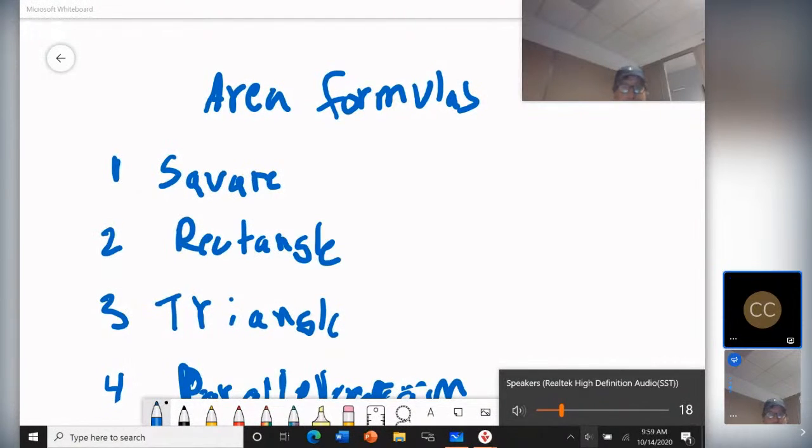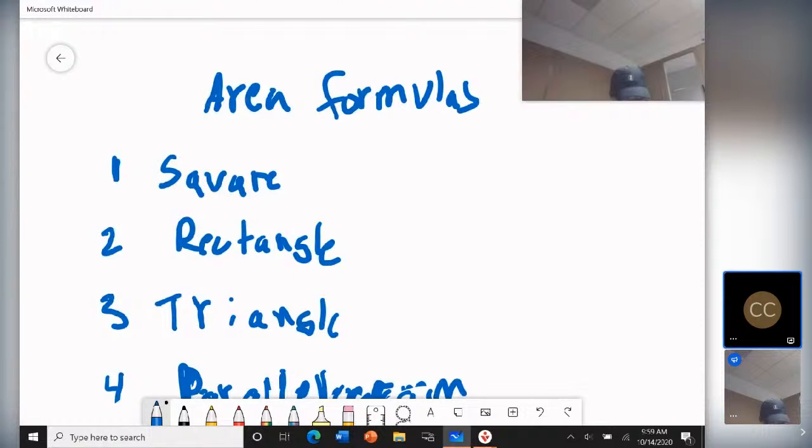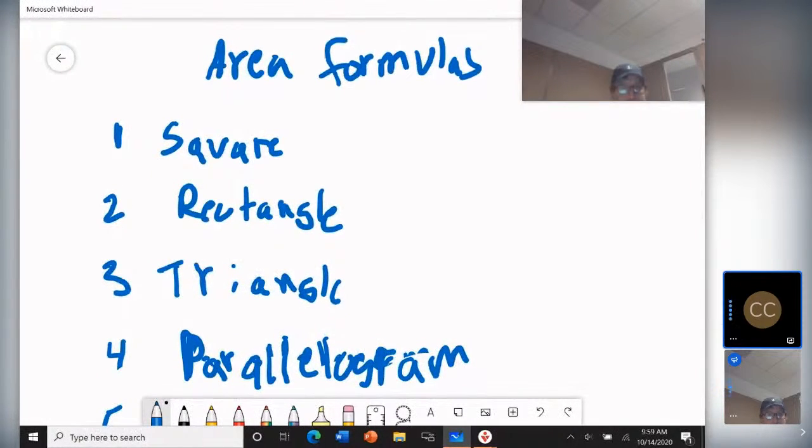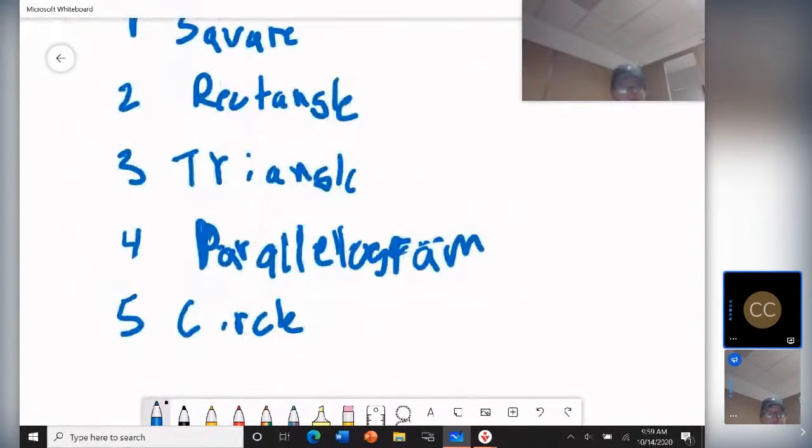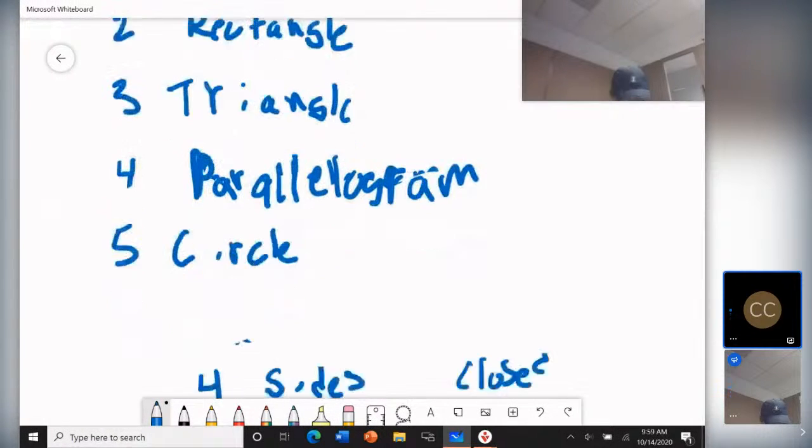Okay, guys, good morning. As you see today, we're going to work on area. We're going to look at area for these 5 shapes: square, rectangle, triangle, parallelogram, and the circle. Okay, so let's get started with the square.